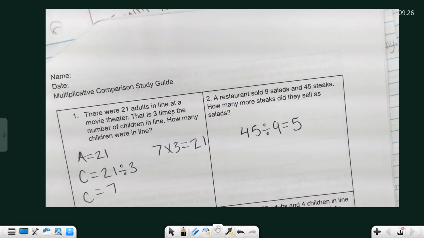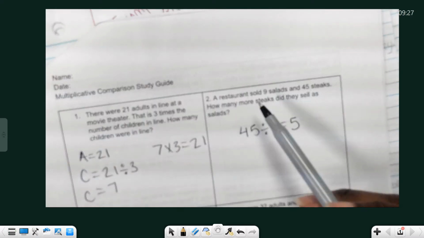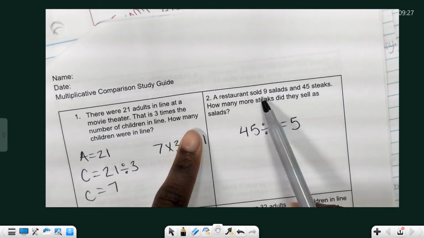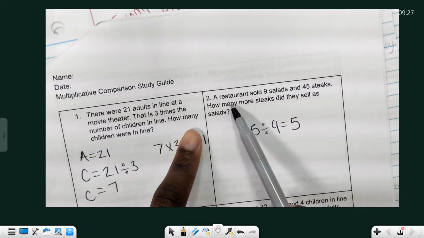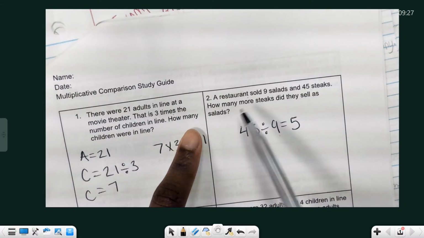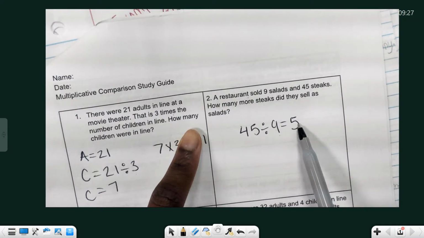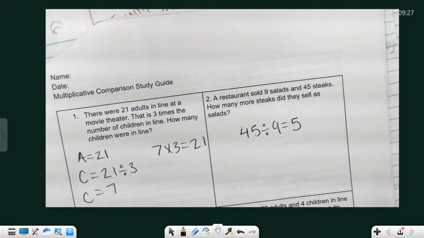Everybody look at number 2. All eyes on me. 1, 2, 3. A restaurant sold 9 salads and 45 steaks. How many more steaks did they sell than salads? So 45 divided by 9 equals 5. They sold 5 times as many steaks as salads. But how many more steaks did they sell than salads? 5. Good job.